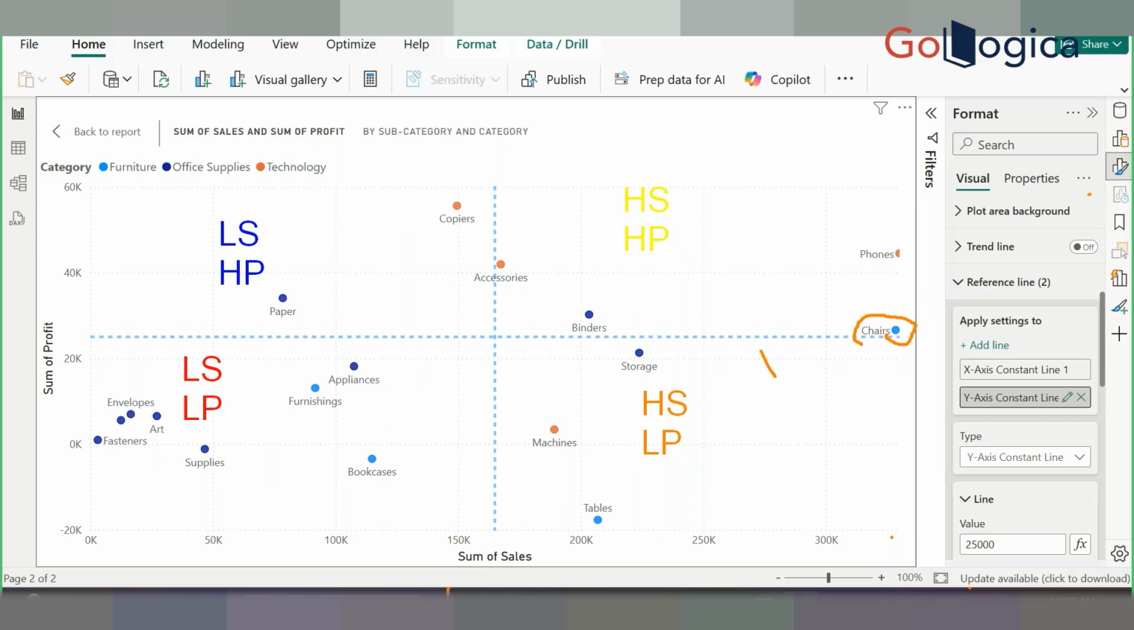But the big concern is storage machines, chairs, and tables. Even though they have very good, high sales, the profit is very scary. They have very marginal profit, or products with negative profits, which is a big concern to the organization and because of which things are going wrong. So here we need to take corrective measures. What kind of corrective measures can be done? Look into this.